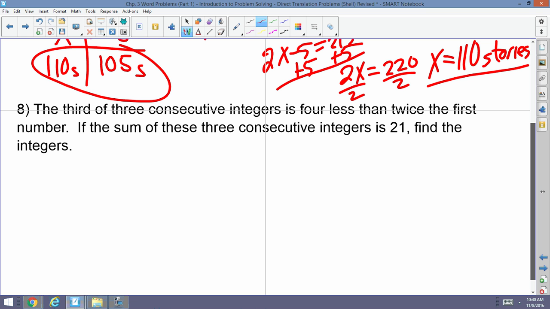I'm very proud of you boys. So the third of 3 consecutive integers is 4 less than twice the first number. If the sum of these 3 consecutive integers is 21, find the integers.